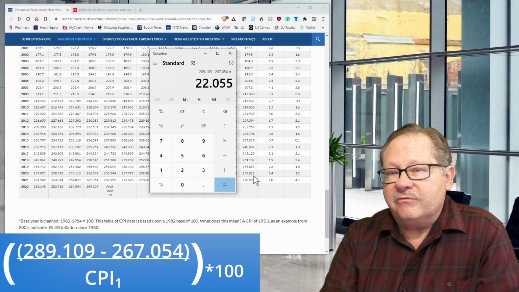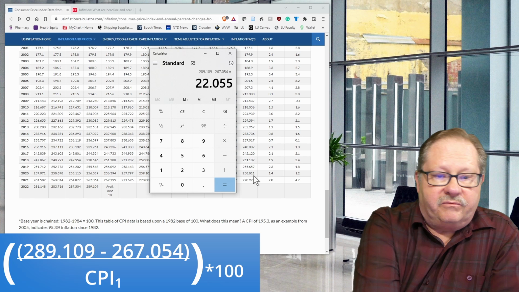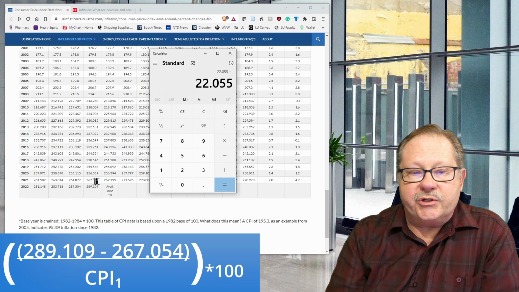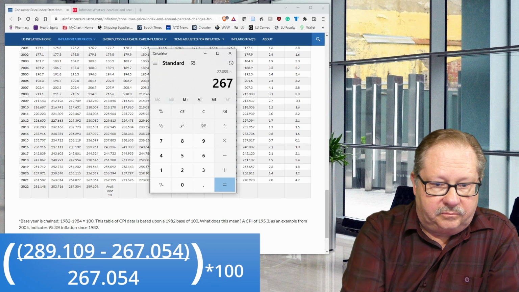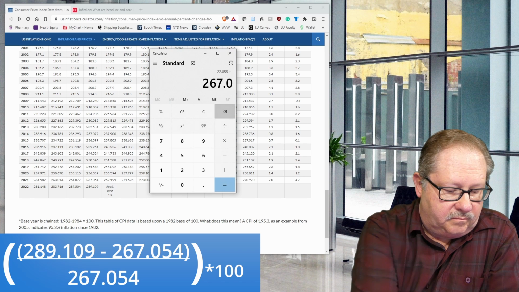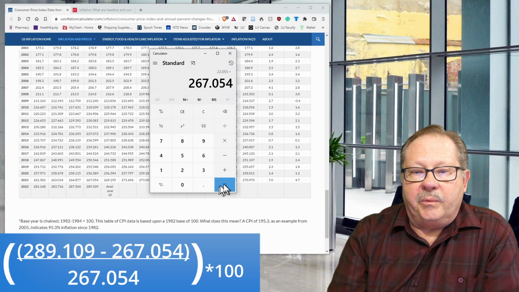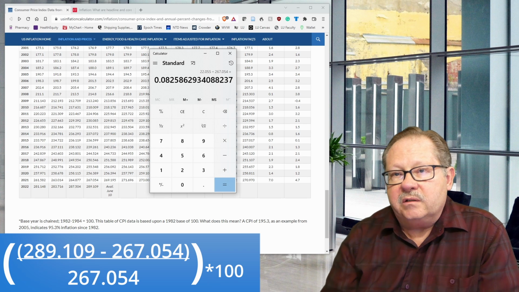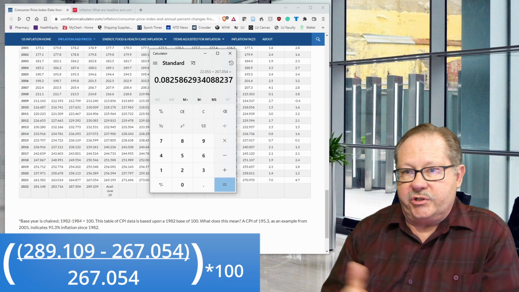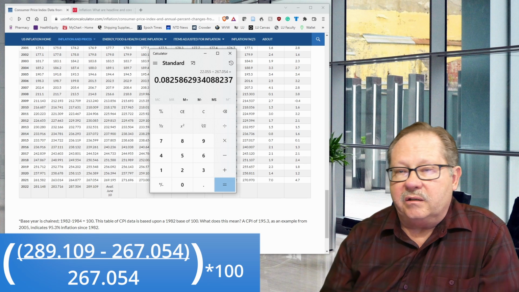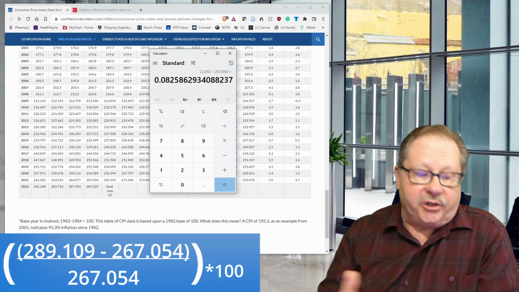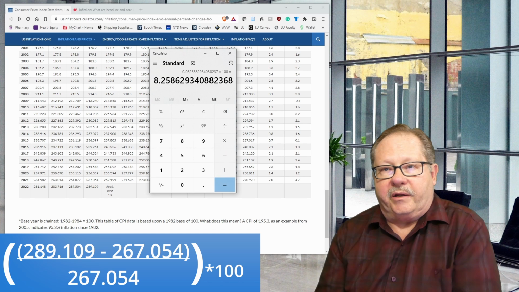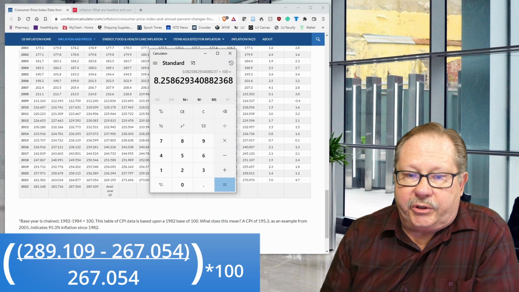Now, to figure out how much inflation that is, we divide that by last year's number. Okay, and when we hit the equals key, bingo, there is our 8.258, and of course they rounded up to 8.3% inflation rate. The last figure you do to turn it into a percent, of course, is to multiply that times 100, and there's your 8.3, or 8.258.